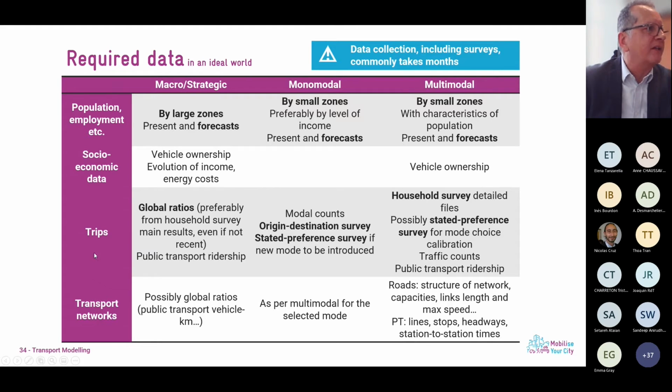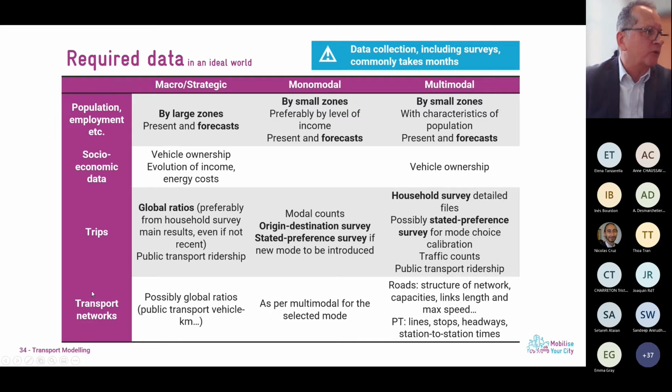Data about the trips. So global ratios could be enough for the strategic approach. Public transport ridership, you can have counts of the number of passengers in the public transport lines. For the monomodal approach, modal counts, traffic counts, or counts in public transport lines. Origin destination survey, mostly for public transport approach, and stated preference survey if a new mode is to be introduced. And for the multimodal models, the best source is the household survey, because it is the only approach that will give you a full view of mobility behavior. Possibly stated preference survey also for mode choice calibration, traffic counts, public transport ridership.